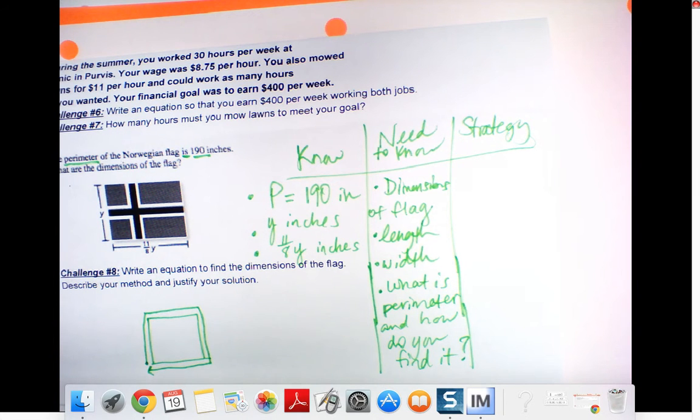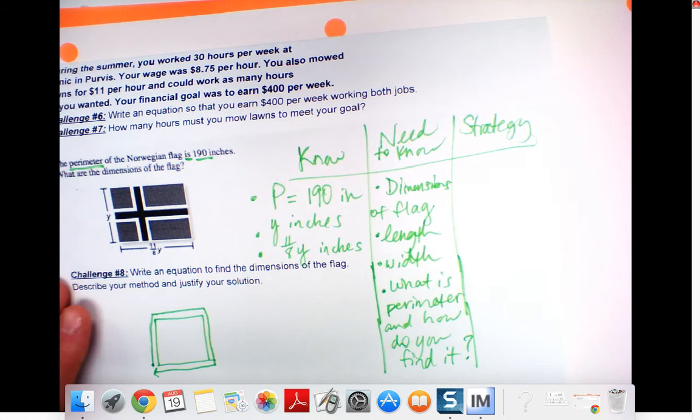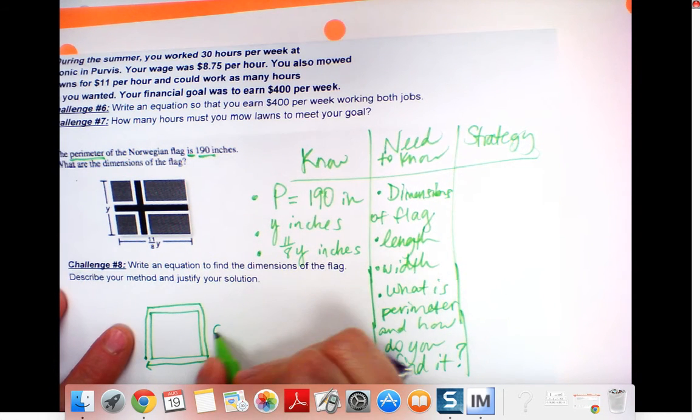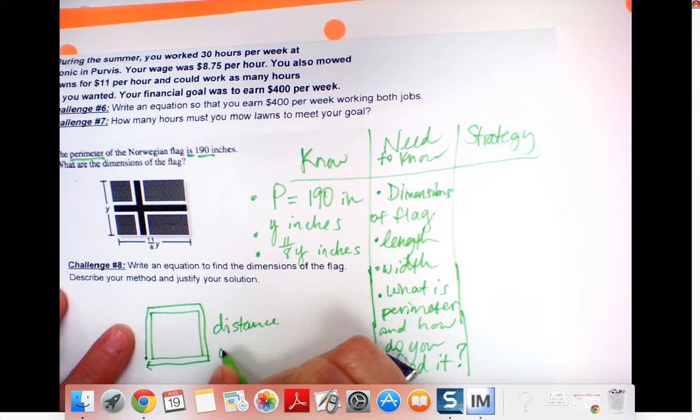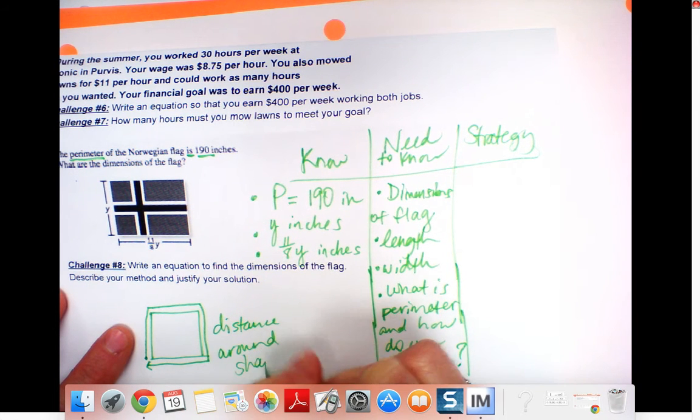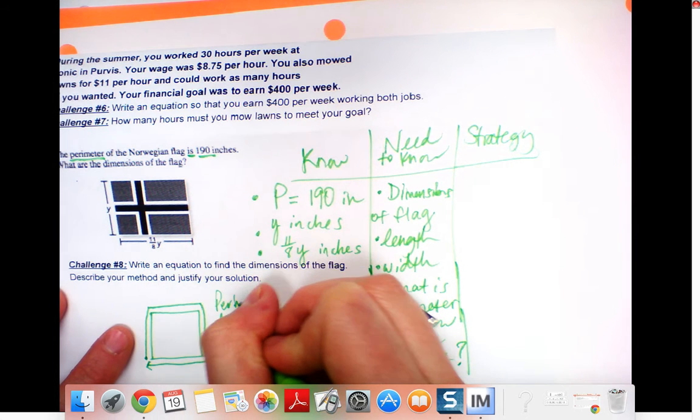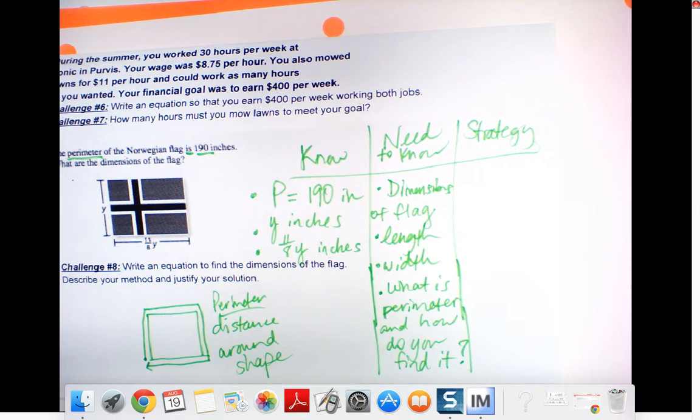Okay, so distance can only be positive, because when you travel a distance, regardless of if you're backing up or going forward, you're still traveling so many feet, or if you want to talk about miles or inches in this case. So if it is the distance, I guess I should write that, distance around shape. If it's the distance around the shape, what would we have to do to find the perimeter if we had the length and the width?